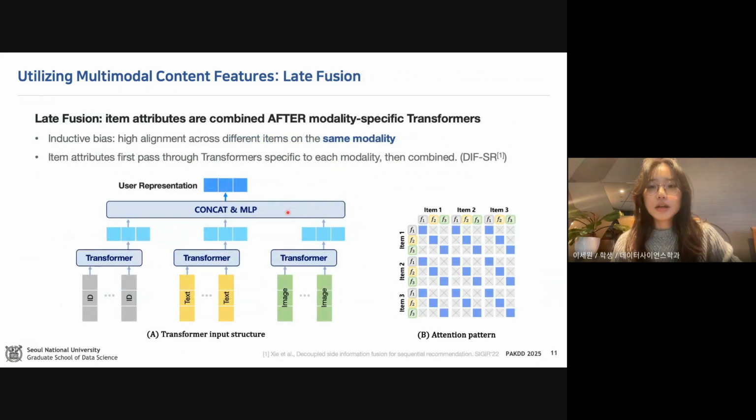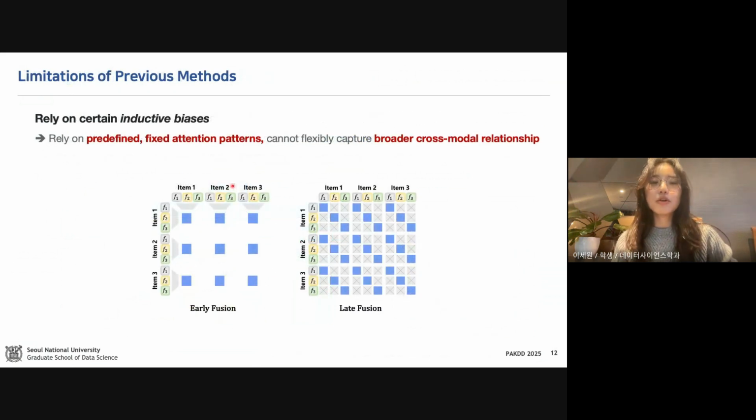On the other hand, late fusion focuses on alignment within each modality. It first processes each modality, like all image features or all text features of sequence items, through their own transformers. And then the outputs of the last items across these modalities are combined into the final user representation. But both early and late fusion rely heavily on these predefined rules. And while these fixed rules can help guide the training process, they limit the model's ability to flexibly explore the cross-modal relationships in the data.